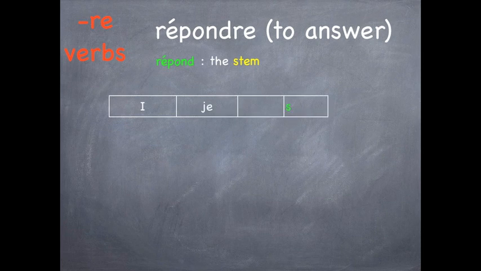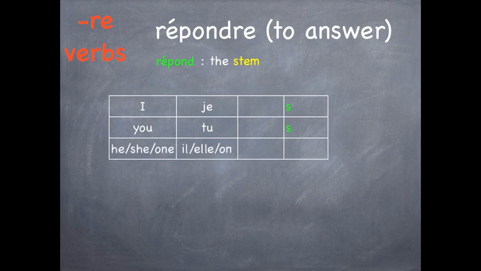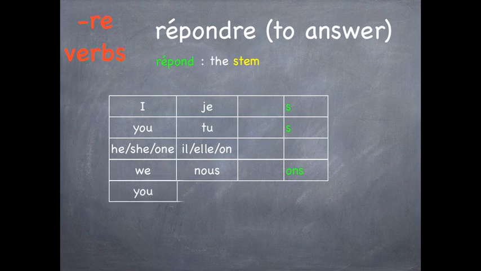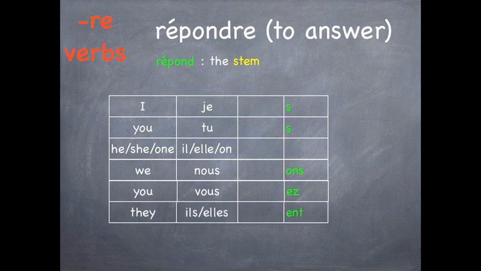And the endings as before: for je, add S, for tu, add S, for il, elle, and on, there's no ending, for nous, add ONS, for vous, add EZ, and for ils, elles, plural, add ENT.